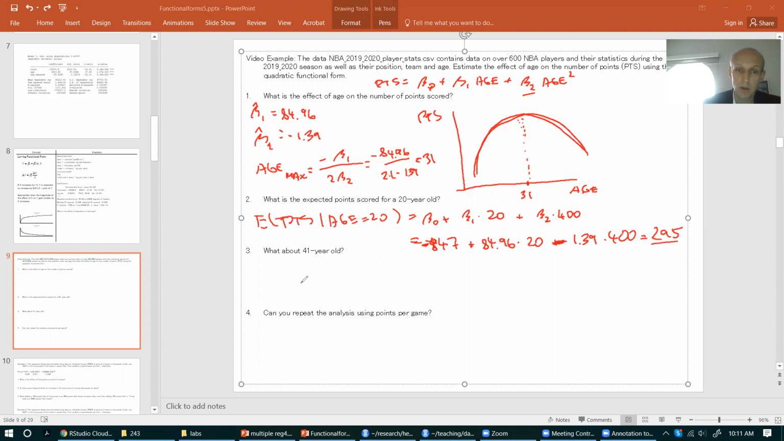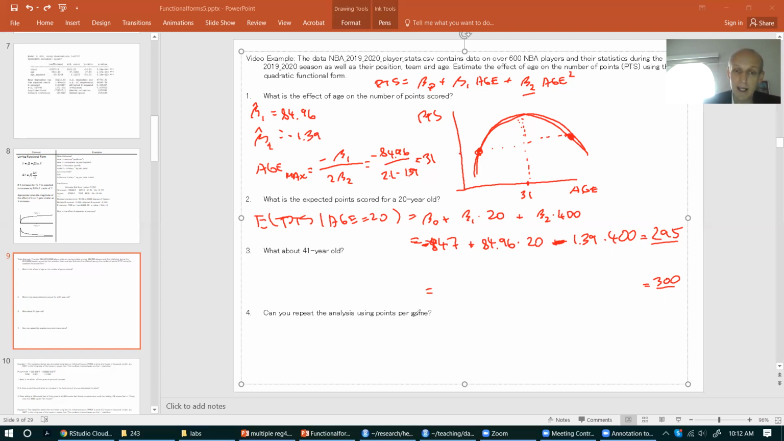What about a 41-year-old? Well, if you do the math, you get roughly 300. So a 41-year-old and a 20-year-old are expected to score roughly the same number of points, which is not surprising because we see that the relationship is quadratic. And so somewhere here is the 20-year-old, somewhere here is the 40-year-old. In terms of athletic performance, they're roughly equal.